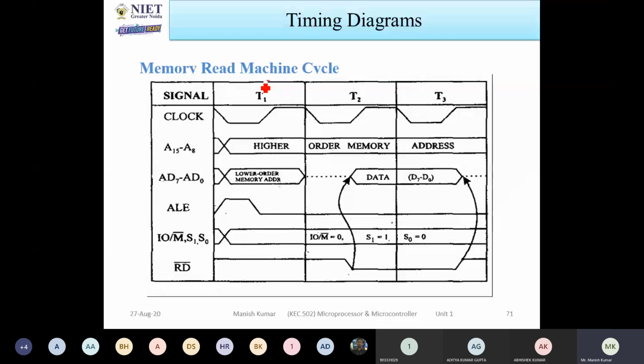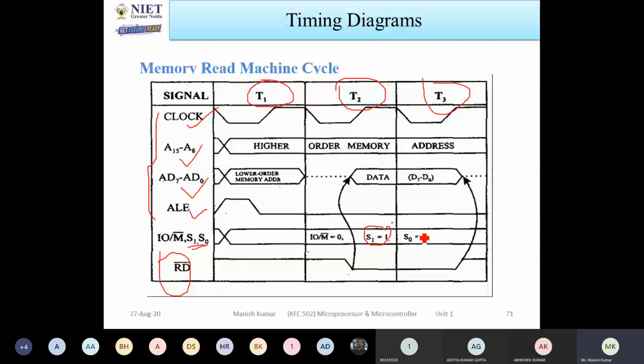Clock cycle is the same. A15 to A8 is the same. AD7 to AD0 is the same. ALE is the same. These 4 lines are common. Where you have to change is the value of S1 and S0. So for the case of reading, S1 is equal to 1 and S0 is equal to 0. That is the difference between the opcode fetch cycle and the memory read cycle.